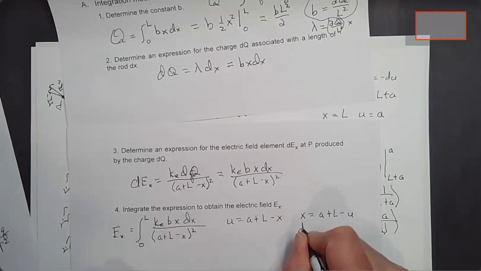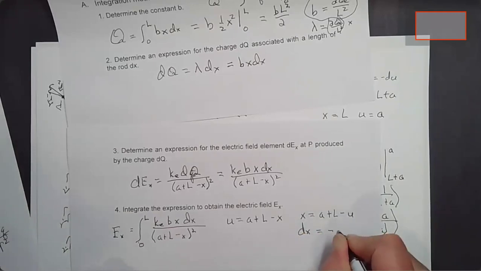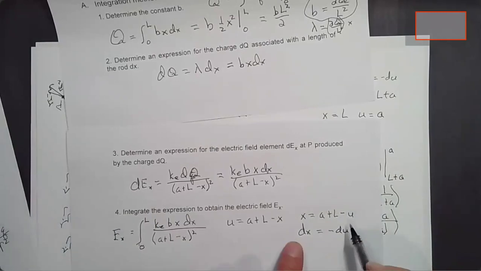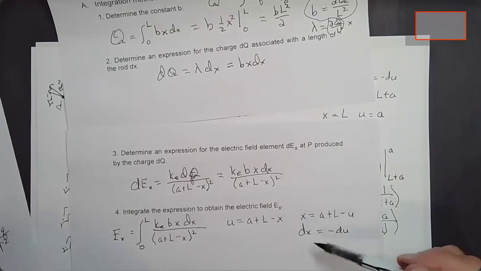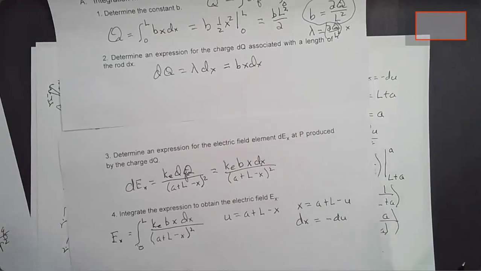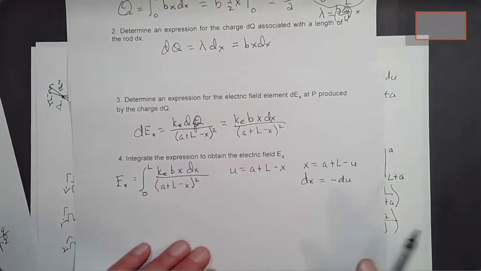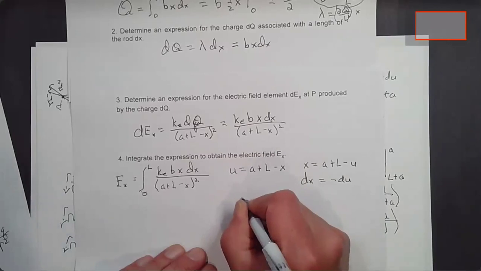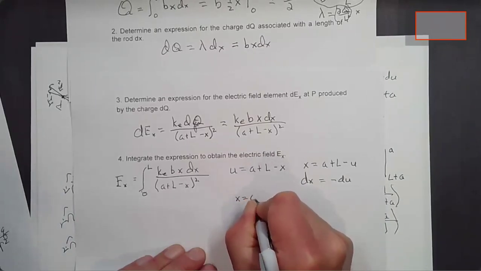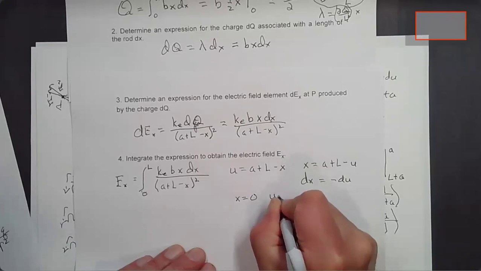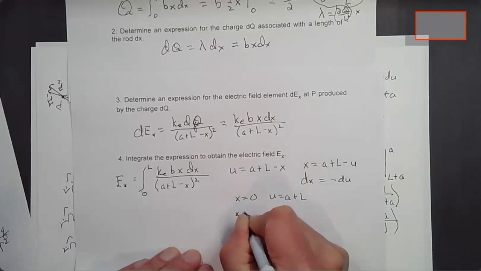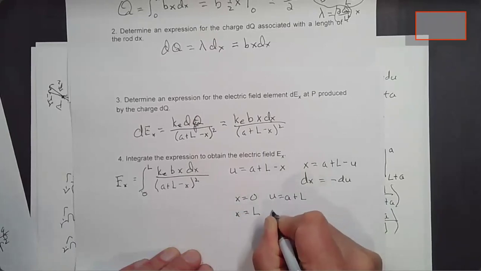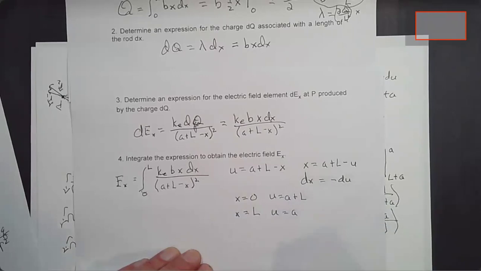Something else I'll get is dx is equal to minus du. Is that part okay with you guys? I would think maybe at some point in calculus, you probably did things like this, u substitutions. So that's something we'd have. When x is equal to 0, u will equal a plus L again. And when x is equal to L, u will equal a again.